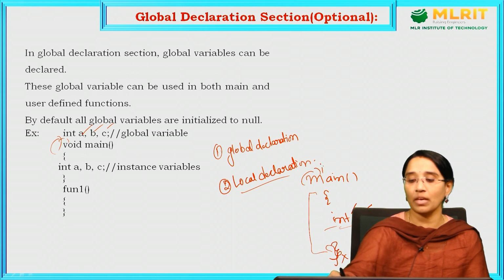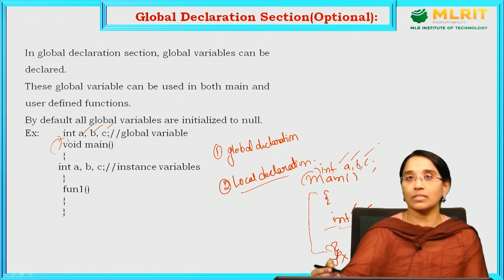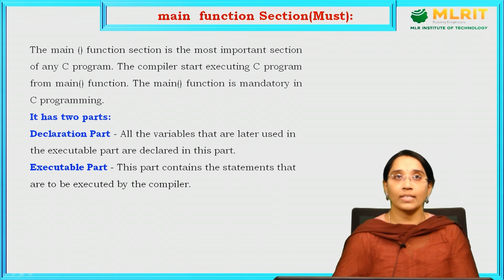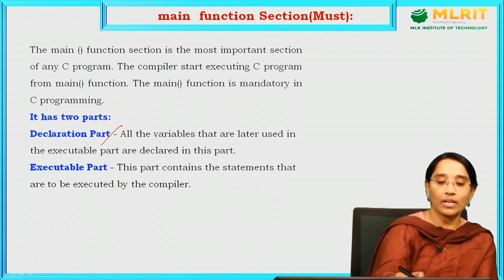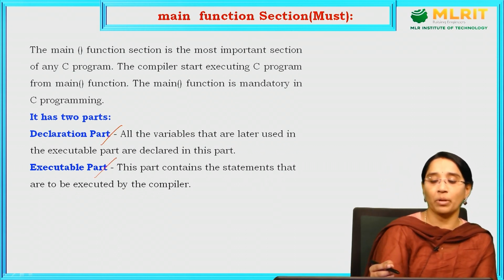If I write something above the main, int a, b, c, the 3 variables can be used in my user defined section 2. So they can be used throughout your program. Next one, main section consists of 2 parts. One is the declaration part and the other is the executable part.